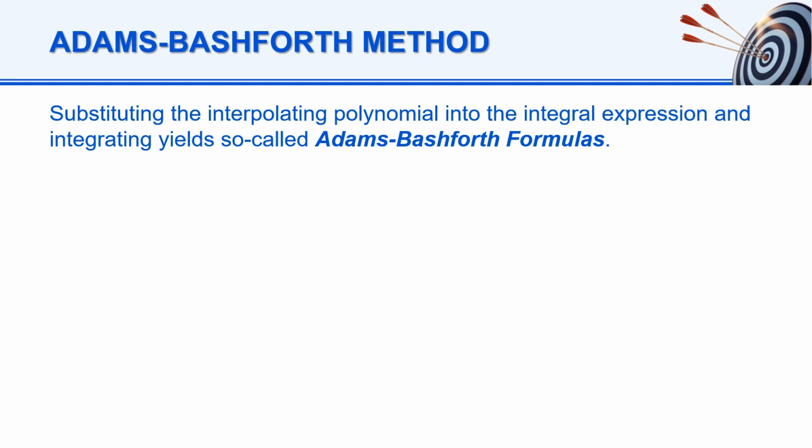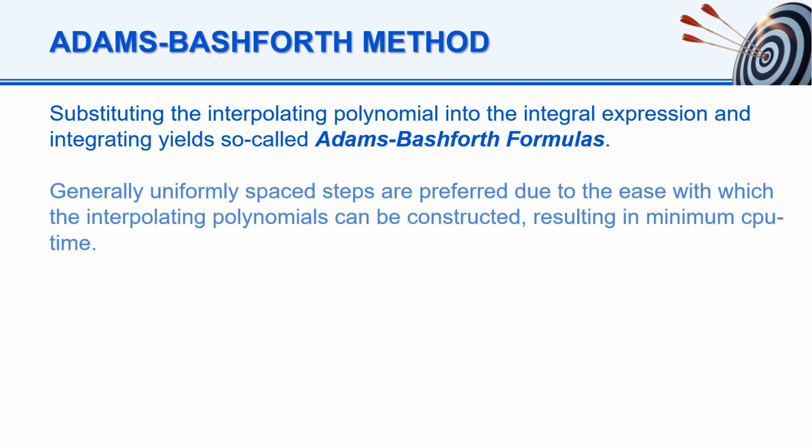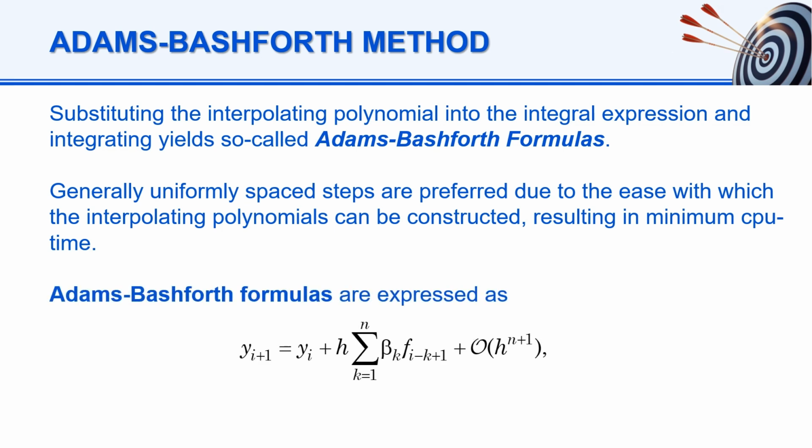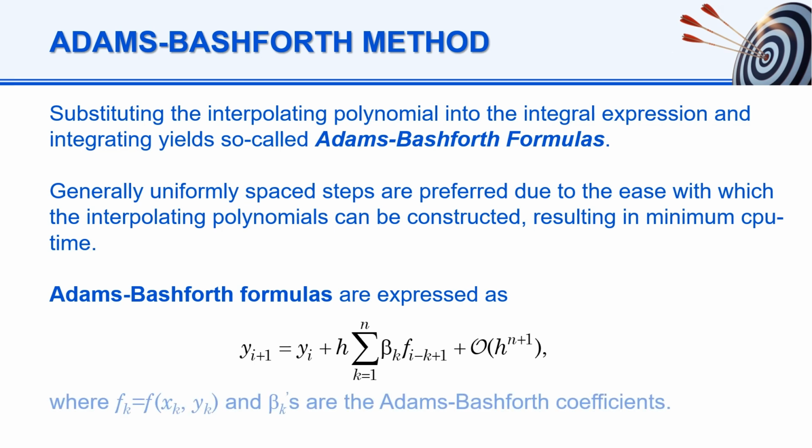Substituting the interpolating polynomial into the integral expression and integrating yields the so-called Adams-Bashforth formulas. Generally, uniformly spaced steps are preferred due to the ease with which the interpolating polynomials can be constructed, resulting in minimum CPU time. Adams-Bashforth formulas are expressed as follows, where f_k is f(x_k, y_k), and beta_k's are the Adams-Bashforth coefficients.